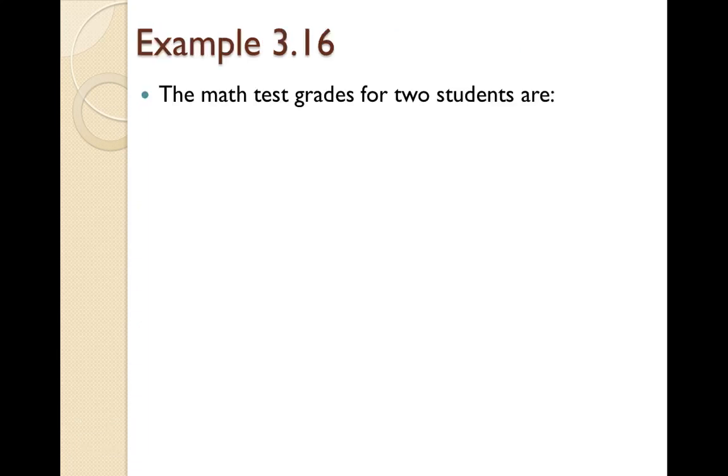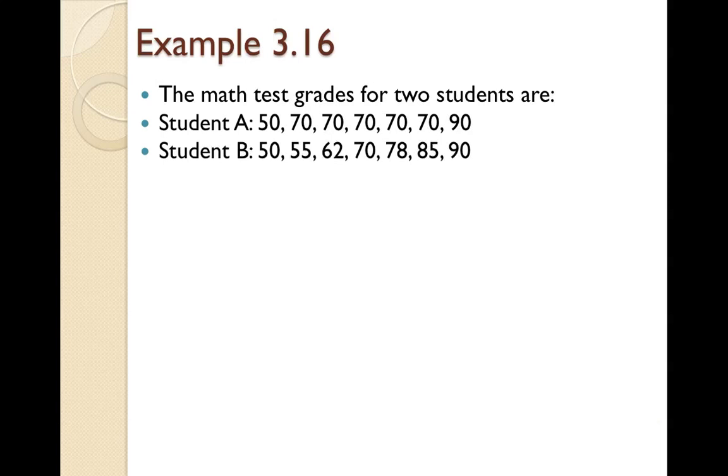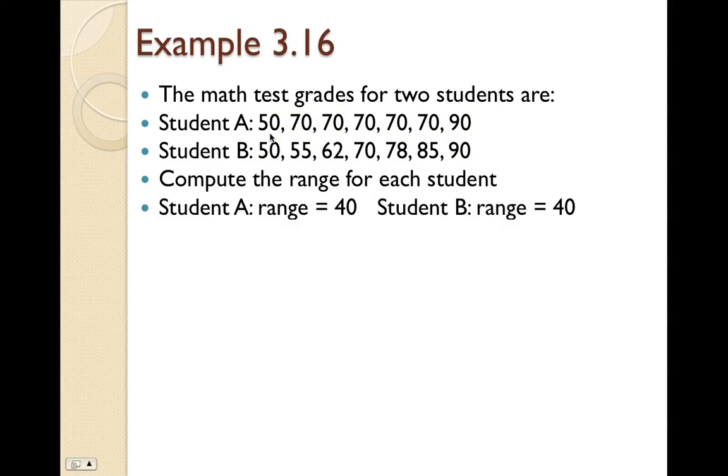Let's take a look at calculating the range here. We have student A with test grades 50, 70, 70, 70, 70, 70, 70, and 90, and student B with 50, 55, 62, 70, 78, 85, and 90. We're going to compute the range for each student. In both cases, the highest data value is 90 and the lowest is 50. So the range is 40: 90 minus 50 gives 40, and that's the same for student A and student B.